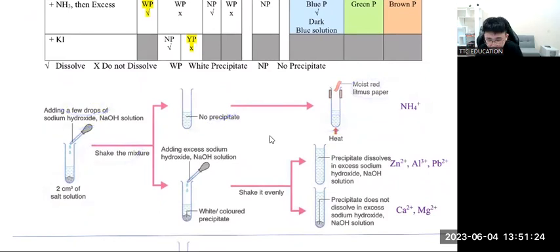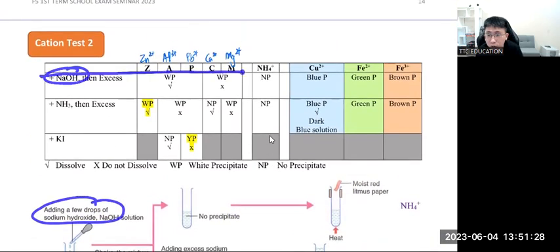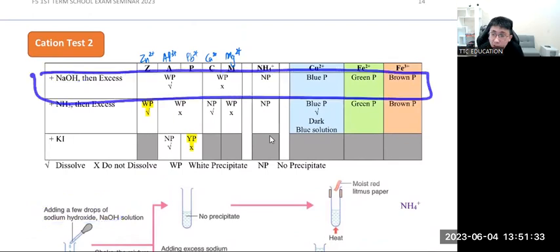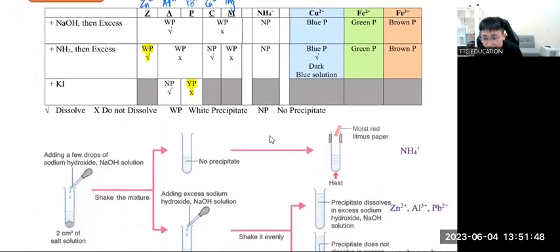Why? Because if you add a few drops of NaOH, you see the first row, actually all the way until the end also. If I add NaOH and you get no precipitate, actually no precipitate is only ammonium. So if you do test one and get this observation, then your answer is confirmed as ammonium. I can do a second test to confirm this is ammonium ion, because after I heat ammonium, it becomes ammonia gas. Ammonia gas we test with red litmus paper, which turns blue.